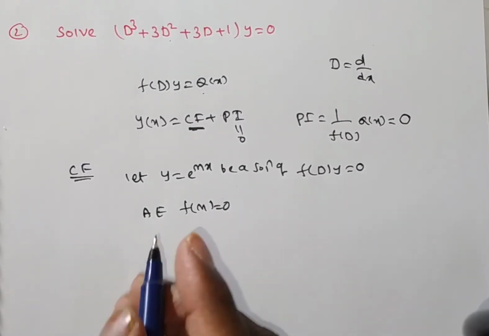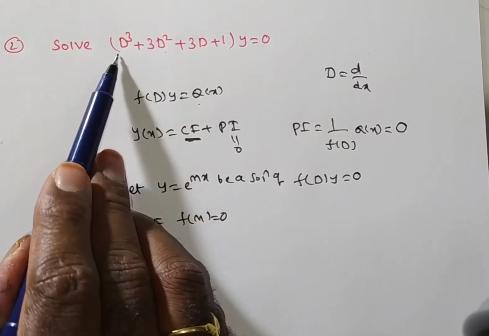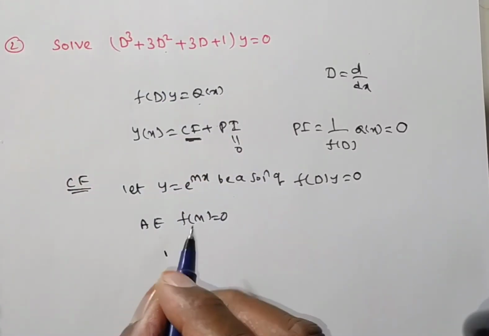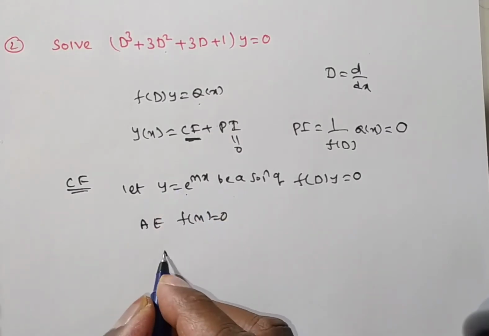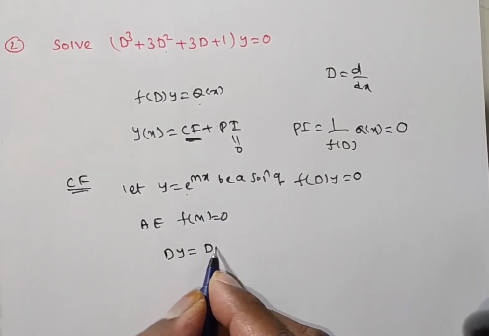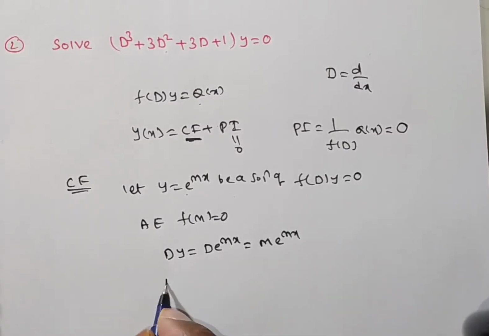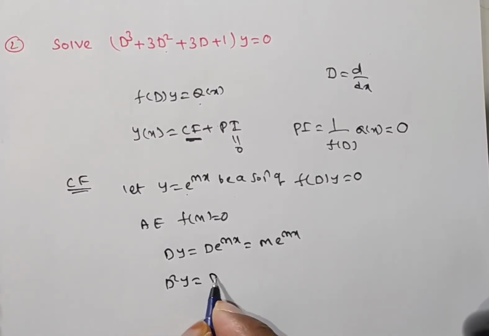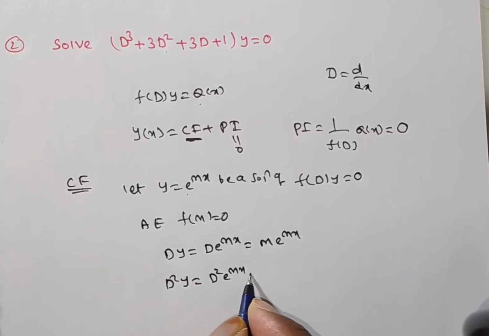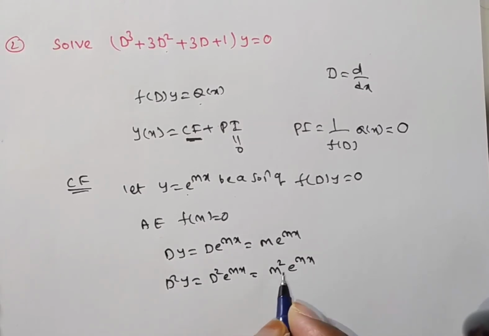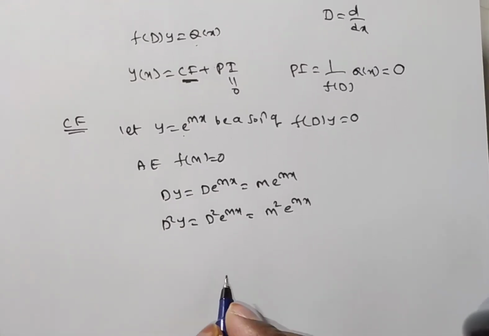Now I will prove this one. Generally you can write directly m³ + 3m² + 3m + 1. But here we consider y = e^(mx). So what is the derivative of y? Dy is D of e^(mx), that is m e^(mx). Next, D²y is D² of e^(mx). The first derivative is m e^(mx). Again the derivative is e^(mx) into m, so already you have m, that is why m² e^(mx).